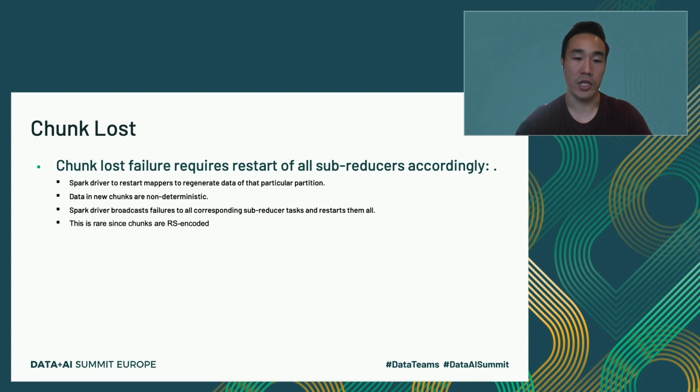Therefore, when a chunk loss is detected, the Spark driver would broadcast to all subreducers of the partition to fail them all. And once the partition files are regenerated, it will restart all subreducers of the partition again. But it is also worth mentioning that this is a very rare case because Cosco uses RS encoding for shuffle chunks.